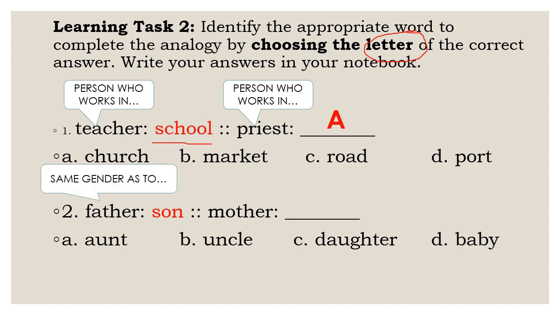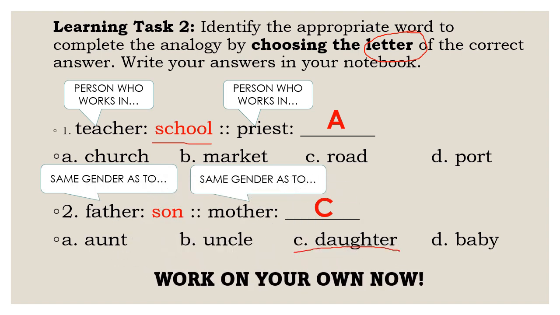Father, same gender as to son. Mother, same gender as to blank. The correct answer is daughter. You might be wondering, why not aunt? Aunt is also a female gender. Because if you're going to find out the relationship of a father and son, they are next to kin. So therefore, the answer in mother should also be next to kin. And the correct answer, or the one next to kin, is letter C, daughter.